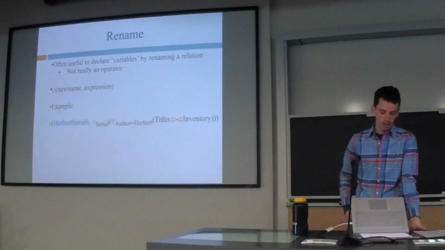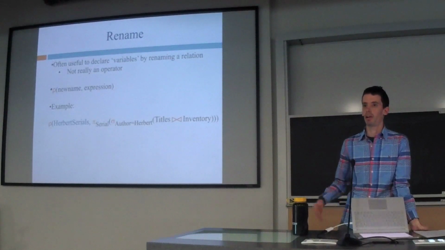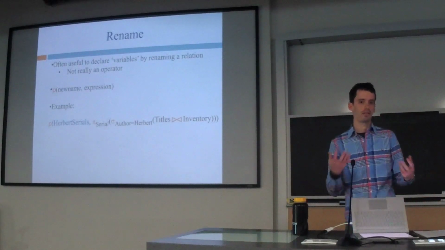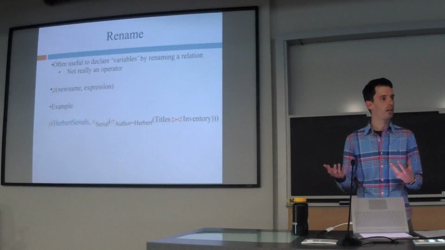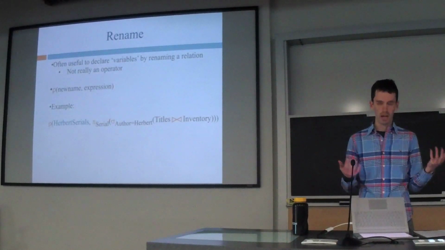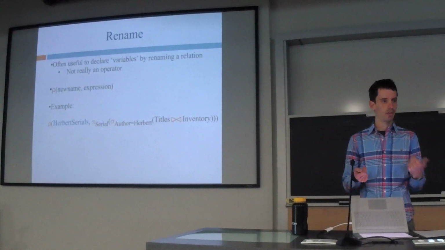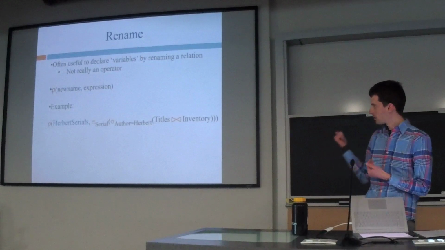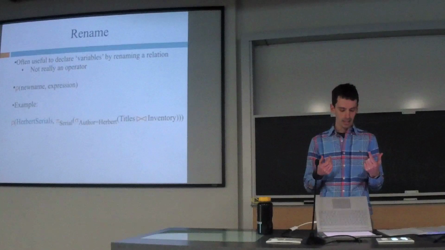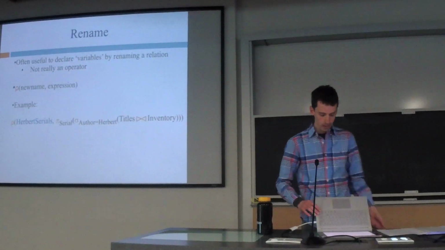So as an example, let's say I want the serial numbers of all books written by Herbert. So start by, since book author is not in the same relation as serial number, we have to join titles to inventory. So I use a natural join. And then I filter out where author equals Herbert using the select. Project out just the serial number. And then I can just rename it to Herbert serials. Okay. Then I can reuse that wherever I want.